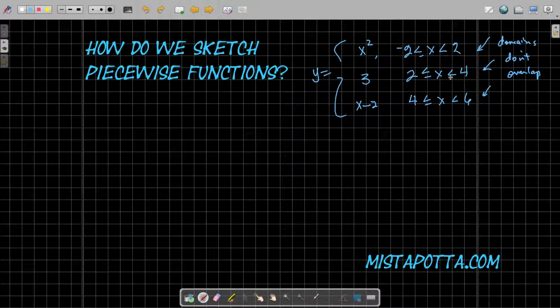And by the way, it's important to note that these domains don't overlap. It's okay if they overlap at a point, but only if these two graphs actually have the same value. So I can't really put equality here because 3 is not equal to 3 minus 2. And I can't put equality here because 2 squared, which is 4, is not equal to 3. So I can't use the equality on those points. I need to make sure that my domains don't overlap.